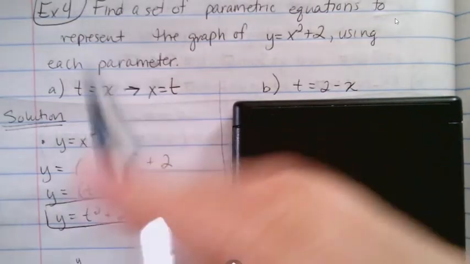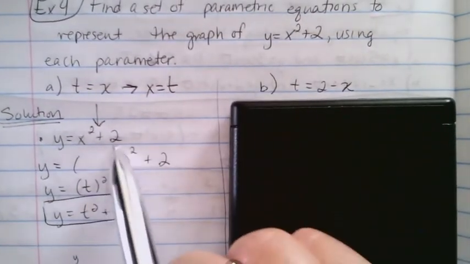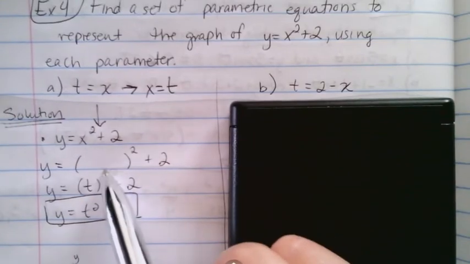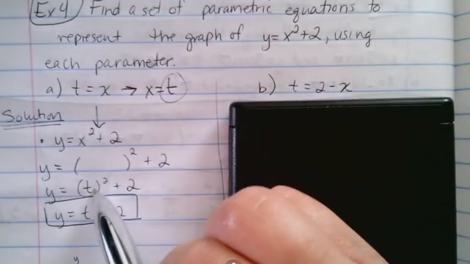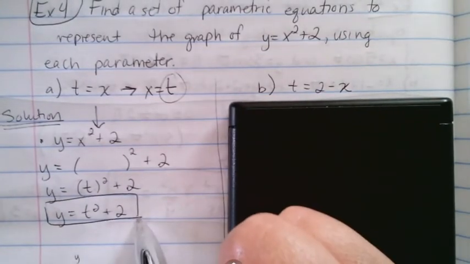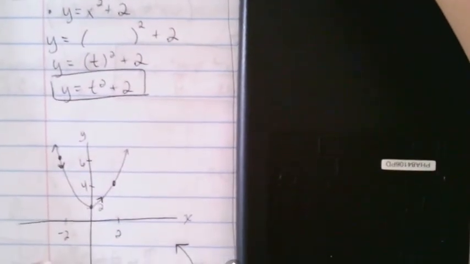But here's my equation, right? Here's my rectangular equation. Wherever I have an x, I put parentheses and put in what x is equal to, in this case, t. So t squared plus 2, and there it is: y equals t squared plus 2. I did go ahead and include the graph just for your information, but I do recommend you copy it down.